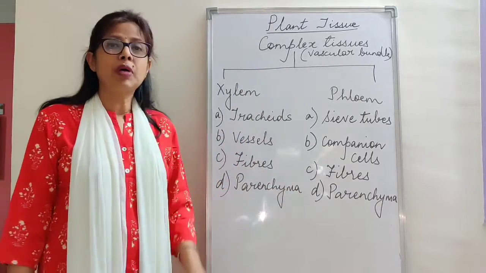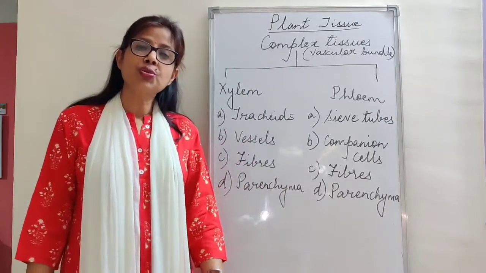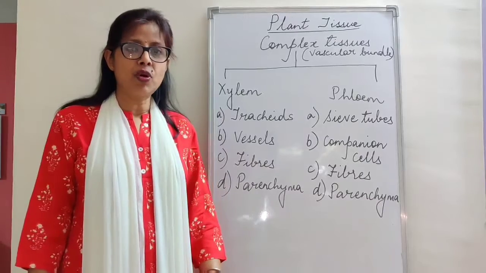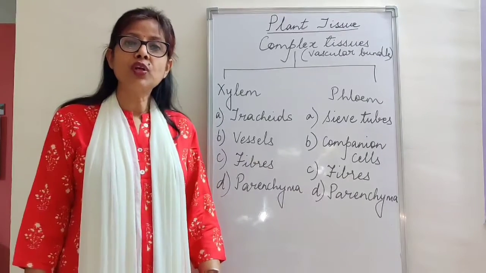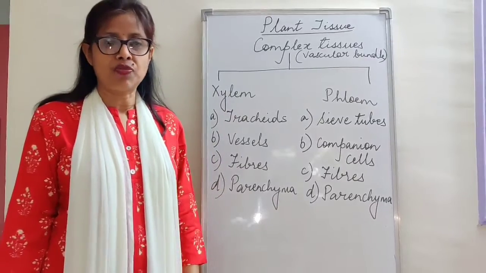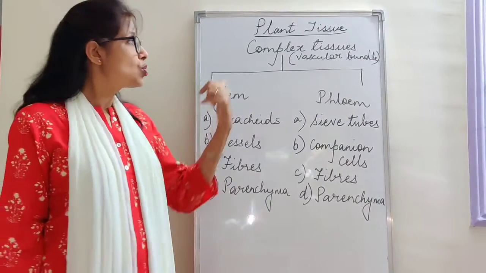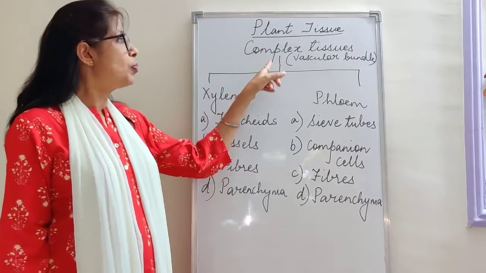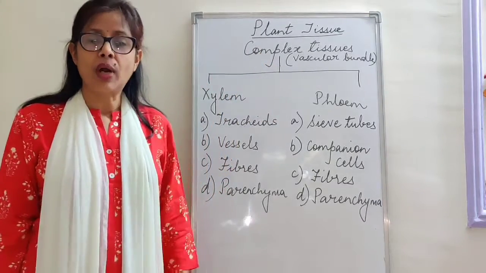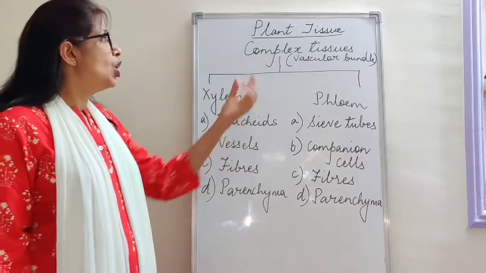Now we will study about complex tissues. What are complex tissues? Tissues which have more than one type of cells. Why do we call them complex tissues? Because they have more than one type of cell. Simple tissues had only one type of cell, so they were called simple. Complex means they have more than one type of cell, two, three or four types.